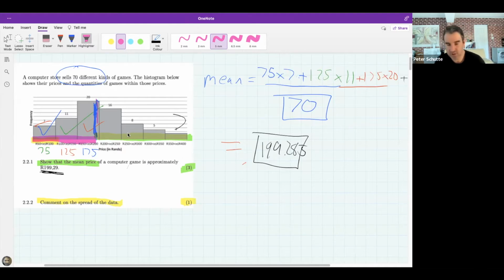This data set is skewed to the right, or positively skewed, because the top 50% is more spread out than the bottom 50%. And you can see this once you have an idea of where the median is. Okay.